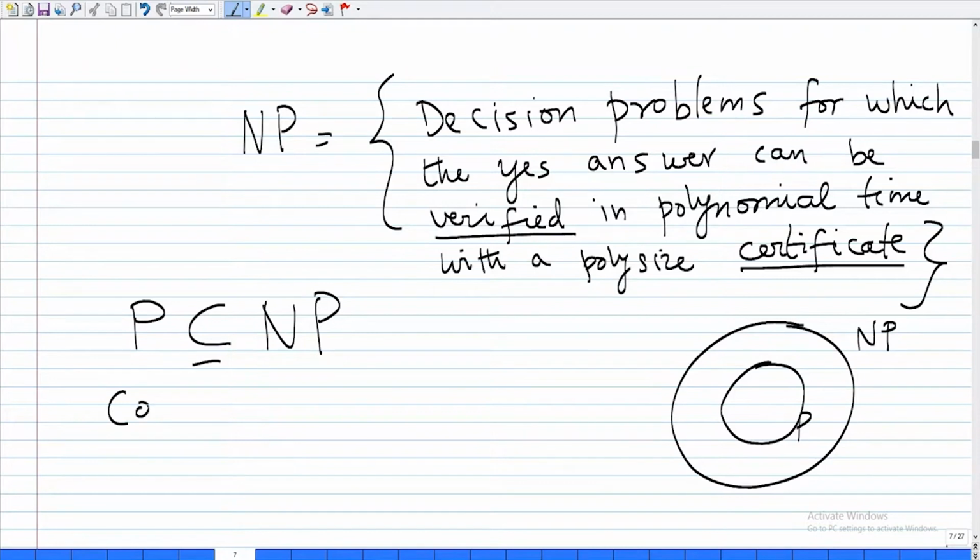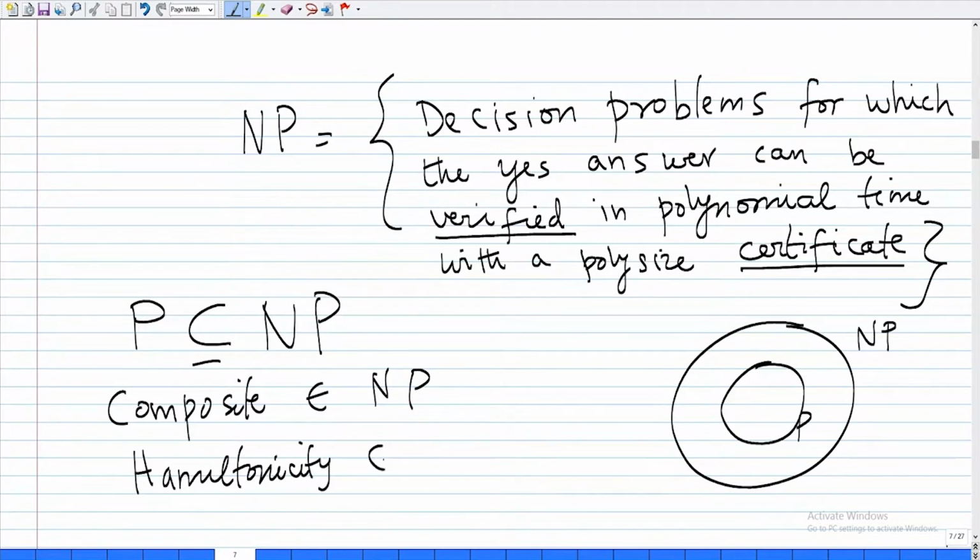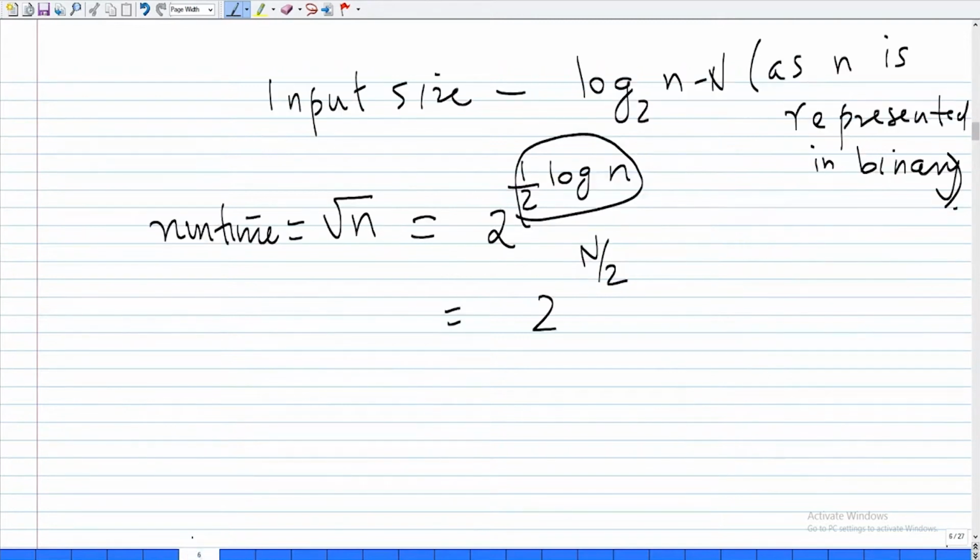So, compositeness is the problem of whether the number is composite, Hamiltonicity. I mentioned about this, prime, is the number prime. It was a long standing open problem to come up with a polynomial time algorithm for this.